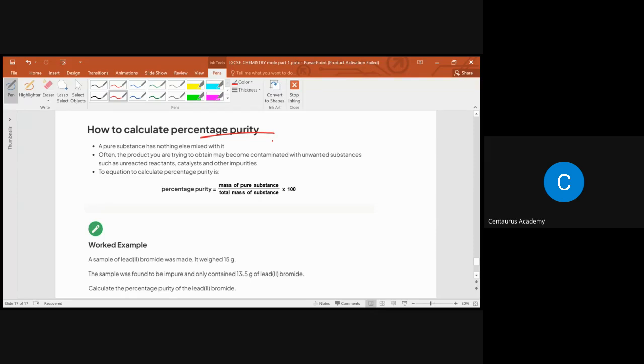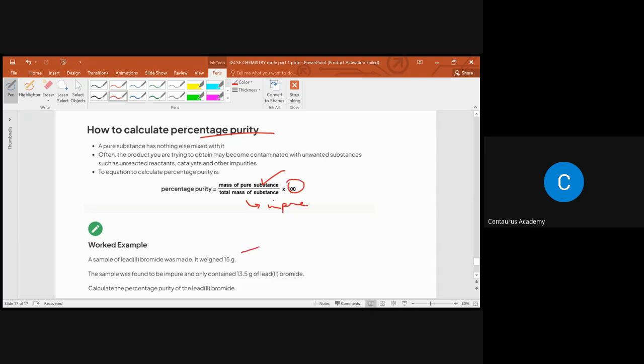It basically tells you how pure the substance is, or how impure that substance is. If the percentage purity is approximately nearer to 85% or 90% or 95%, this means that the percentage purity is good enough. The mass of the pure substance is written as the numerator, and it is divided by the total mass. This total mass is also the impure mass, and then you multiply it by 100 to convert it into percentage.